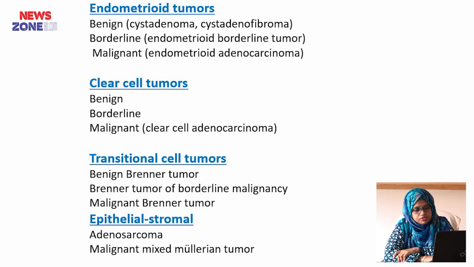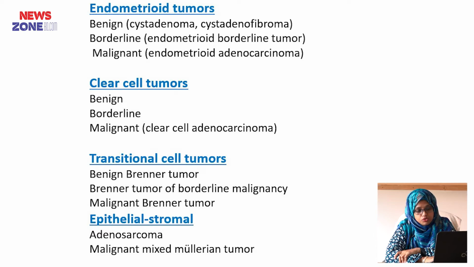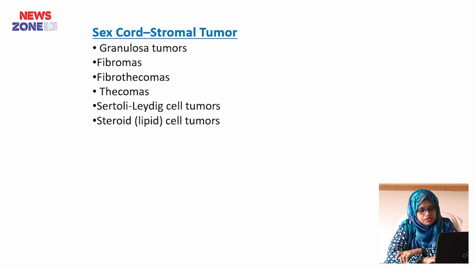Then clear cell tumor, it also can be classified into benign, borderline or malignant clear cell adenocarcinoma. Then transitional cell tumor, it also can be classified into benign Brenner tumor, Brenner tumor of borderline malignancy and malignant Brenner tumor. And the epithelial stromal tumor also classified into adenosarcoma and malignant mixed Mullerian tumor. All of these are the surface epithelial tumor.